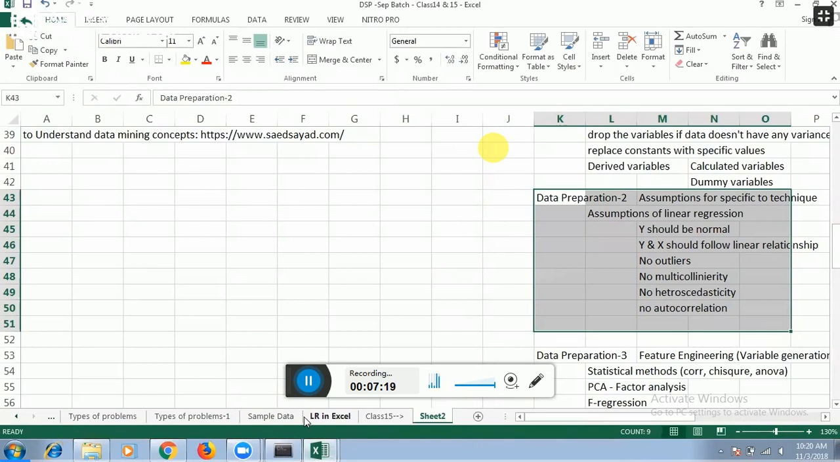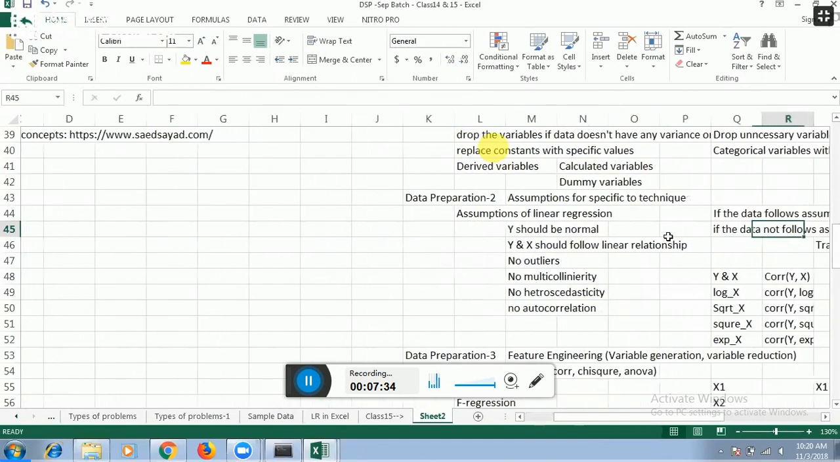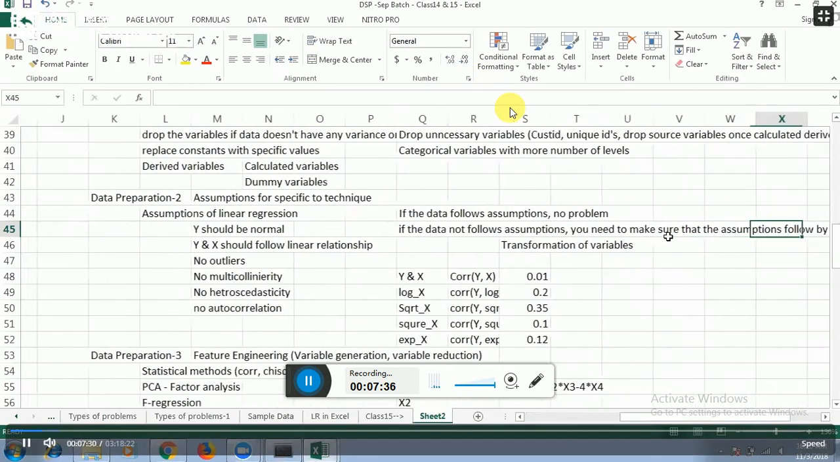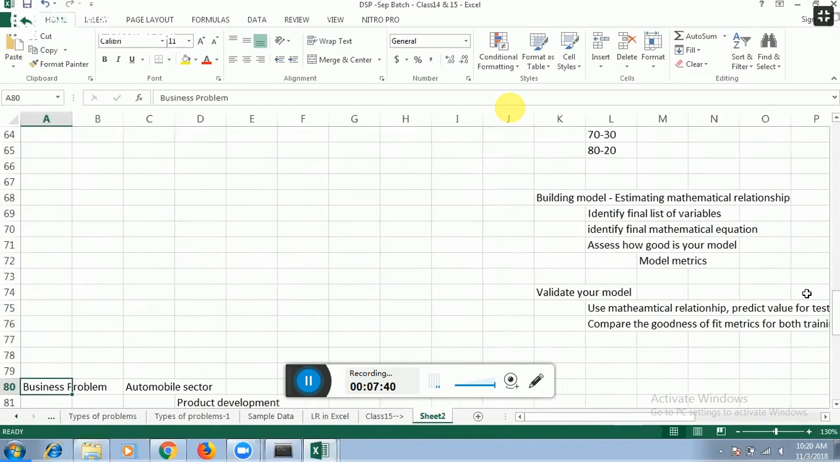But at this point of time, just think about what a normal distribution is and how we can identify whether data is following a normal or not. If y is following a normal or not, how will you check it? I think we discussed normality in the very beginning.